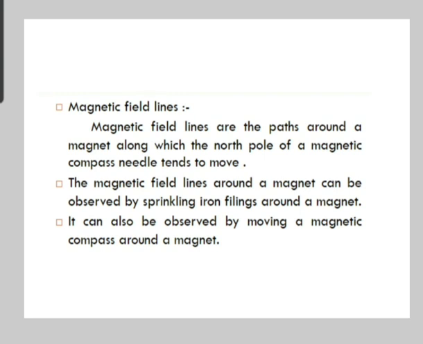The magnetic field lines around the magnet can be observed by sprinkling iron filings around a magnet, and they can also be observed by moving a magnetic compass around a magnet.